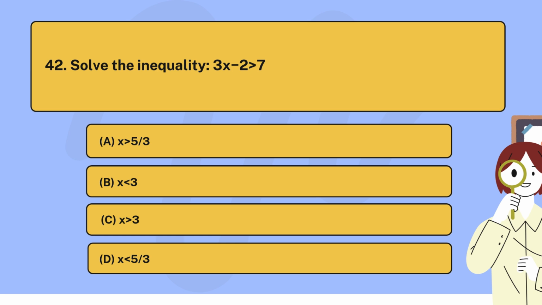Question 42. Solve the inequality. 3x minus 2 greater than 7. A, x greater than 5/3. B, x less than 3. C, x greater than 3. D, x less than 5/3.